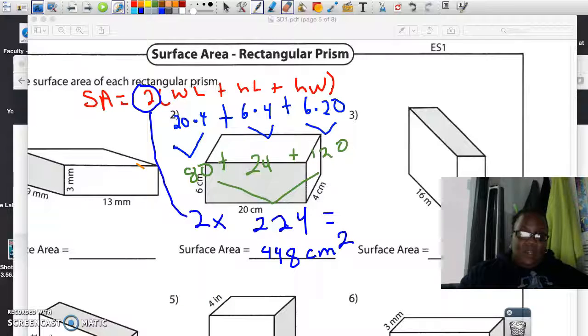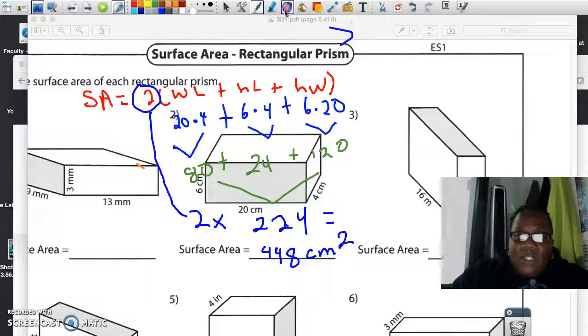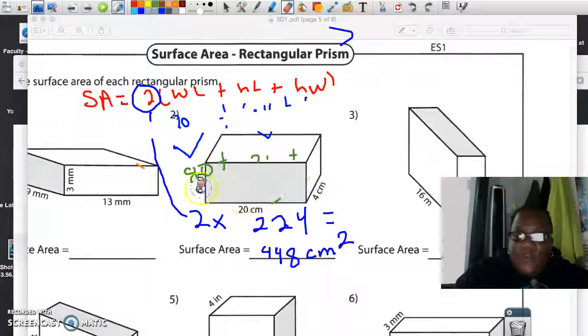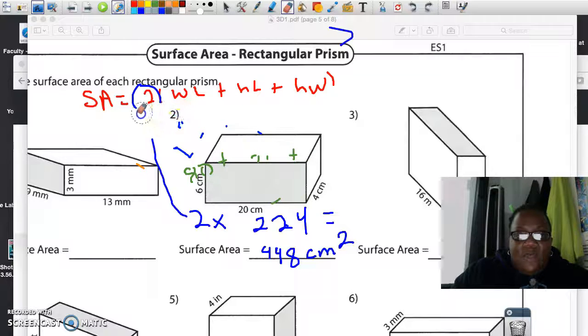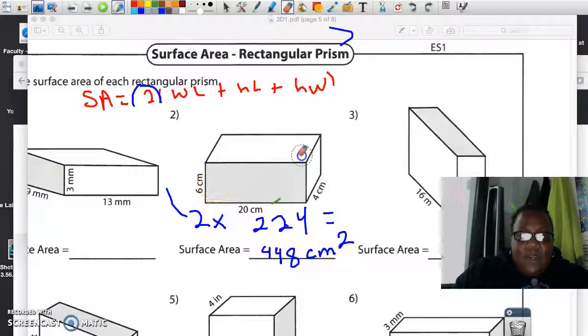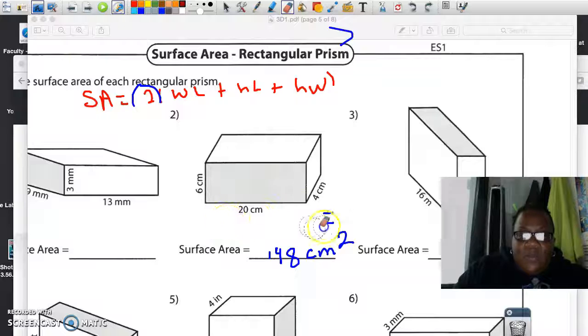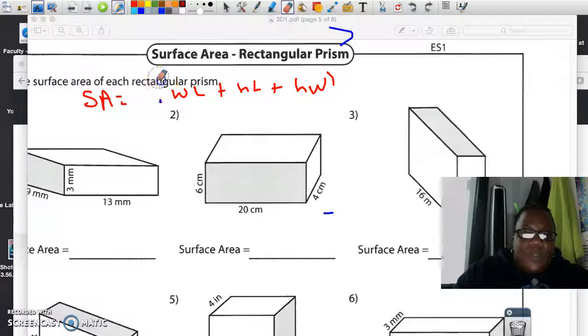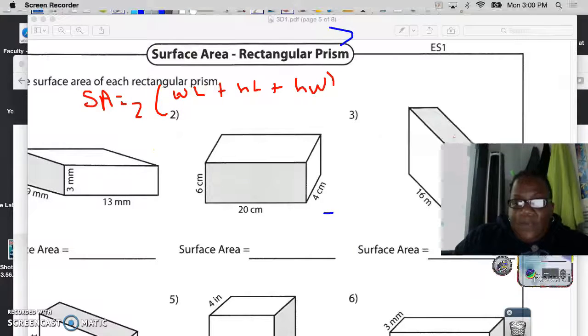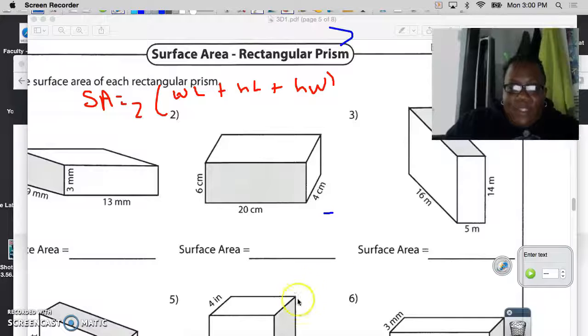Okay? So now that we have that one done, I'm going to go ahead and plug in your numbers for number 3. Okay. So plugging in numbers for number 3. Here we go. And remembering that this is a 2 on the outside. For number 3, I can now see what's length, width, and height. The width for this one is 5. Length is 16. Height is 14.